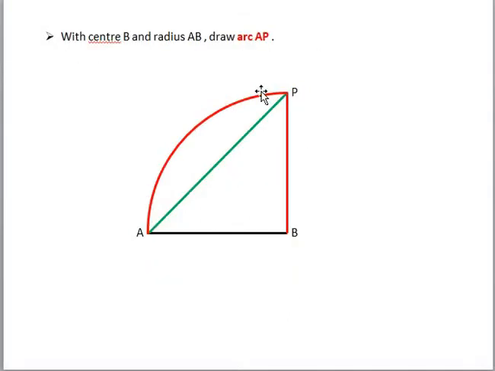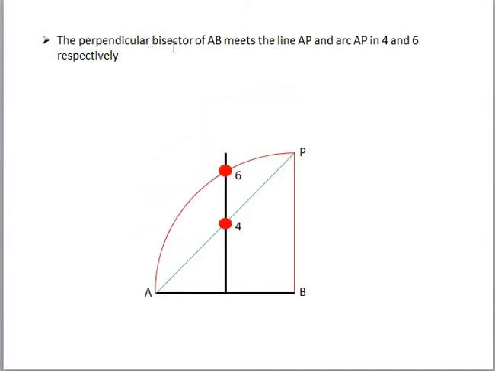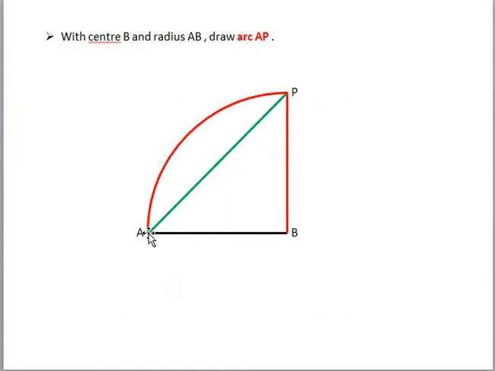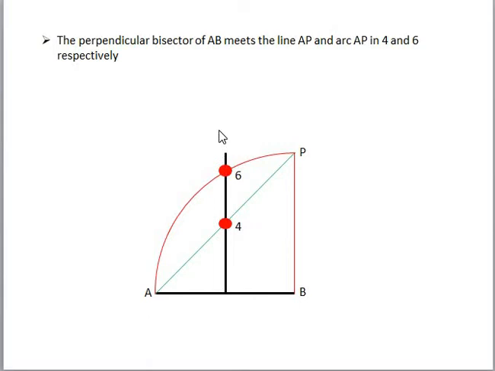After you have drawn this arc AP, you have to draw a perpendicular bisector of AB. If you draw the perpendicular bisector of AB, you start at the middle, to bisect AB exactly at the middle, and it is also perpendicular to the line AB. In this manner, this perpendicular line will cut this line AP at 4 and this circular arc at 6.